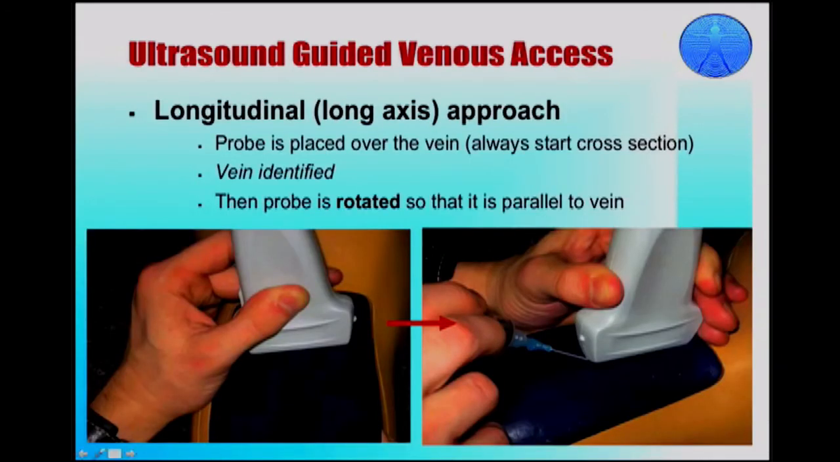Now the other technique is called the longitudinal or long axis approach. And with this, we always start transverse, identify our vein, but then we rotate our probe so that it's parallel to the vein. And when we do that, we place our needle underneath the short face of the probe. If you look, there's a seam running down most probes, and we try and put our needle directly under this seam.